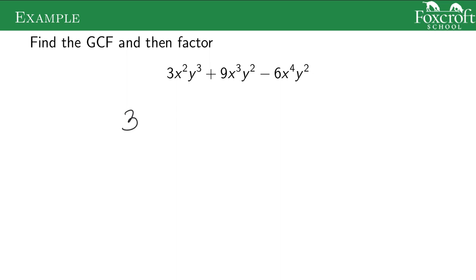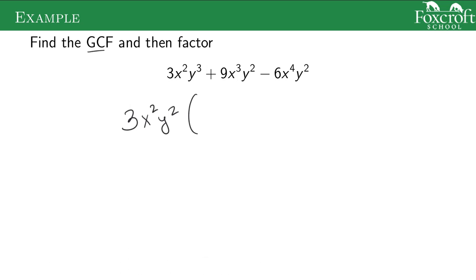I basically look at the smallest exponent that they all share. In that case, it's 2. And then y cubed, y squared, and y squared. The smallest exponent they all share is y squared. Now I got a c. So that's the greatest common factor, which has been pulled out of all these and divided out to the front.